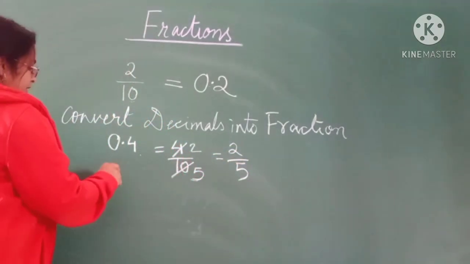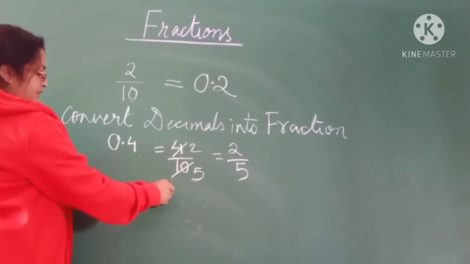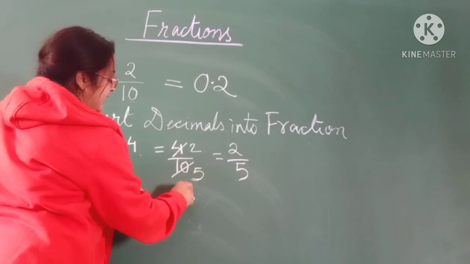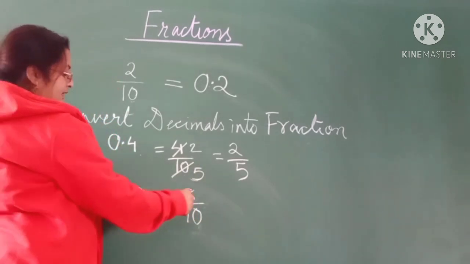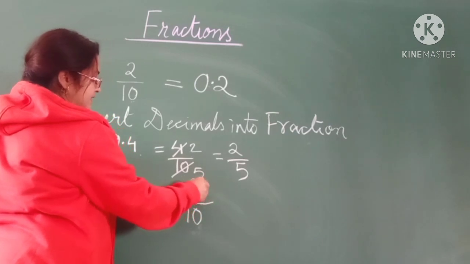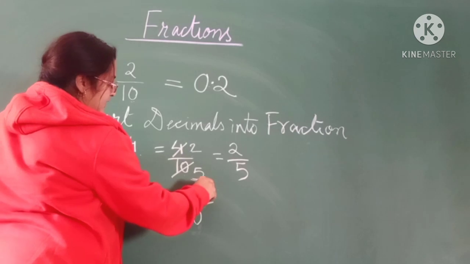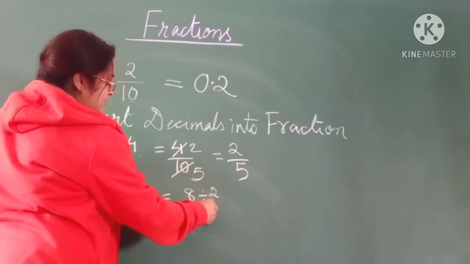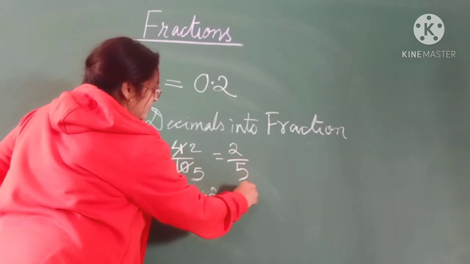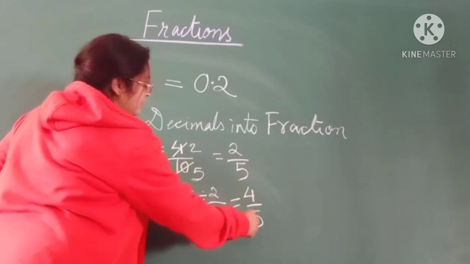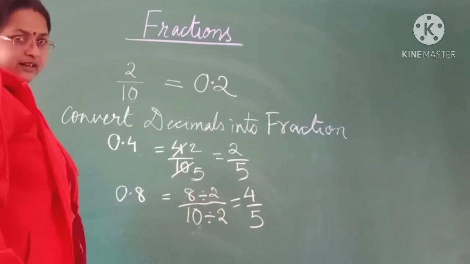Let's take one more example. Say 0.8. 0.8 means 8 by 10. Again, let's divide both the numerator and the denominator by the LCM. We know the LCM is 2. So dividing both numerator and denominator by 2, what do we get? We get 4 by 5. So this is how we convert the decimals into fractions.